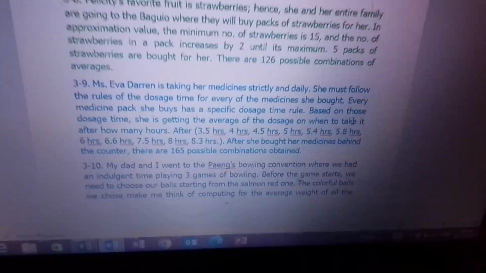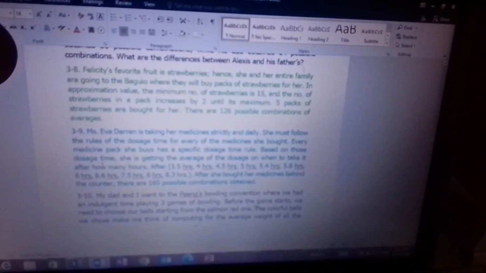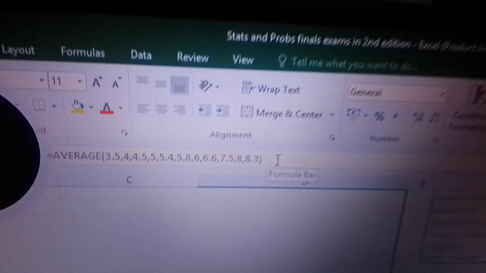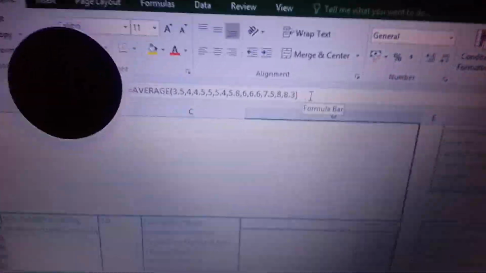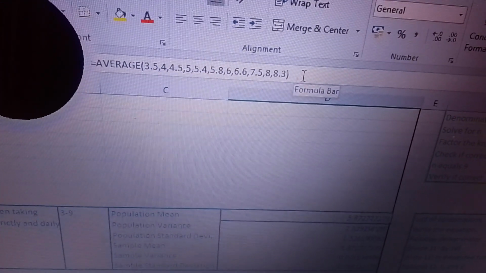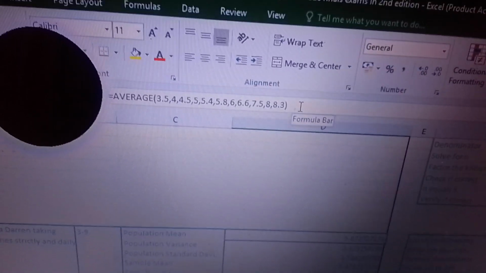Now class, for this problem, what do we do here? Madali lang yan. Do you still remember the procedure? First, for the sake of the population mean, mabilis lang yun. Diba? Remember, for the population mean, we just get the average of all the numbers found. So you have 3.5, 4, 4.5, my comma, my dot, so don't get baffled. 5, 5.4, 5.8, 6, 6.6, 7.5, 8, and 8.3.